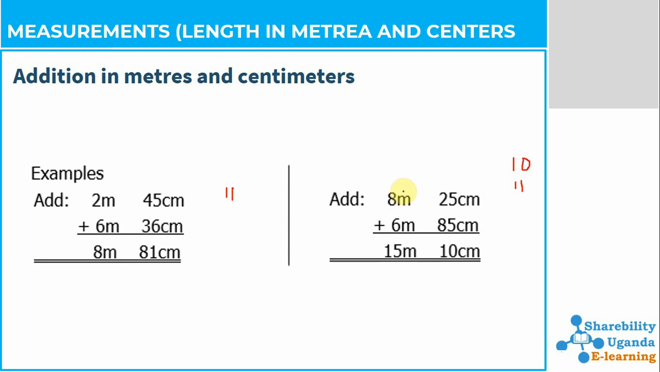Okay, so this means we shall be having 8 plus 8 plus 6. We get 14. Then plus the one which we are carrying here, it becomes 15. So you can see that here we shall be able to come up with 15 meters and centimeters.